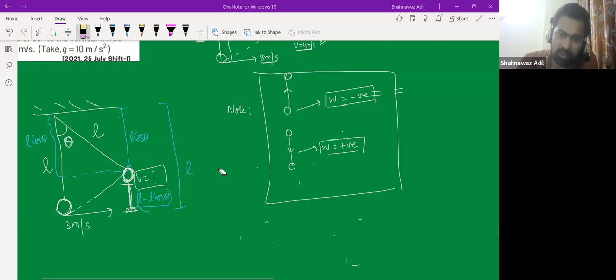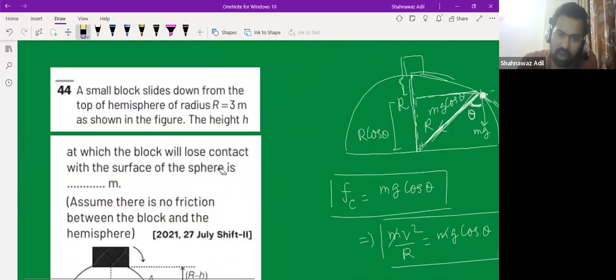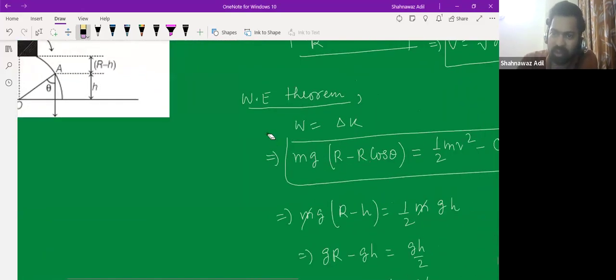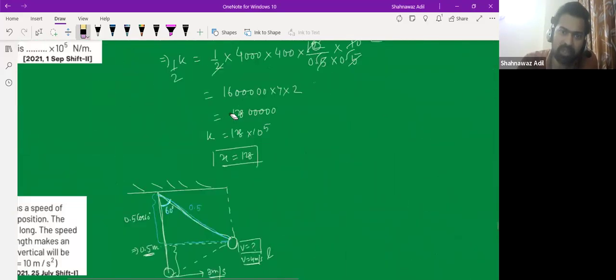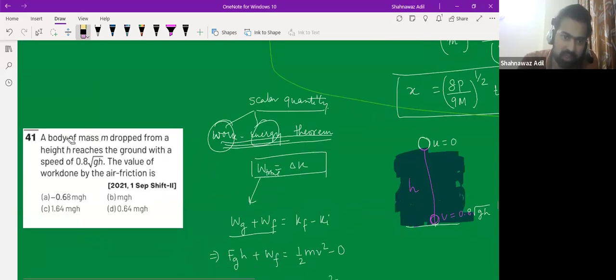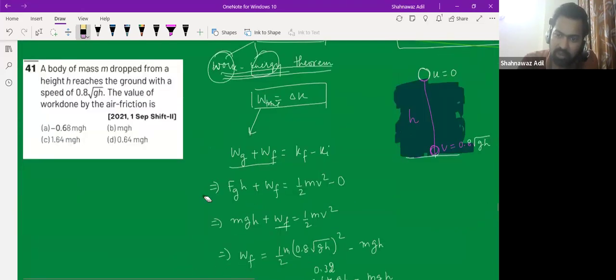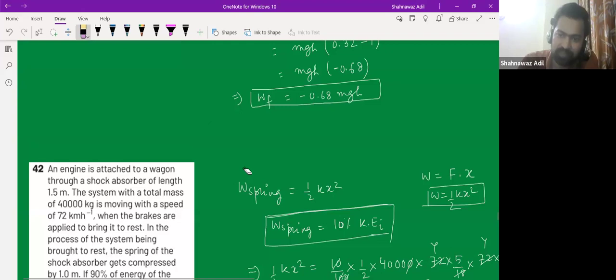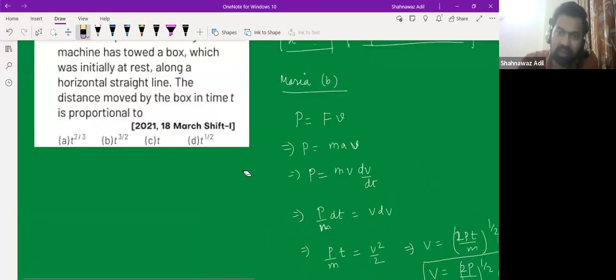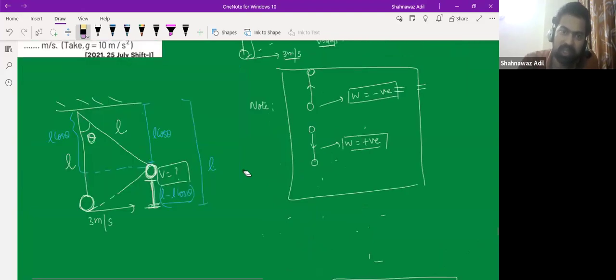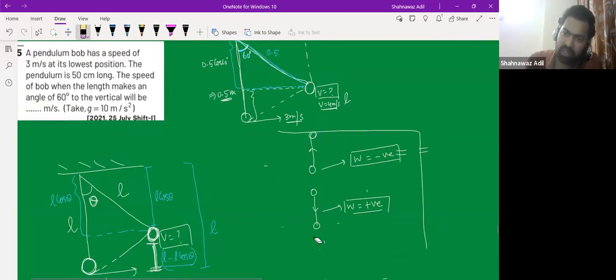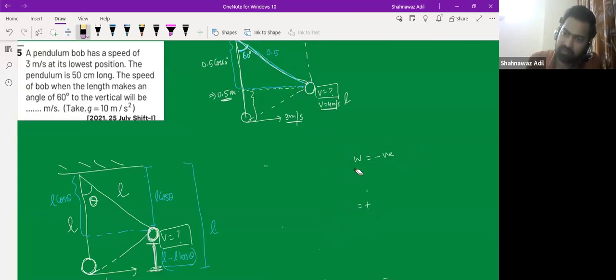When we solved this one, the object was going downwards, so the work done would be positive, and we wrote work done was positive. In the previous question as well, the object was going downwards. Whenever the object is going downwards, you take the gravity part positive. And whenever we are throwing the object upwards, the work done would be negative. So note this down, and when you do the calculation using this, you will get the correct answer.